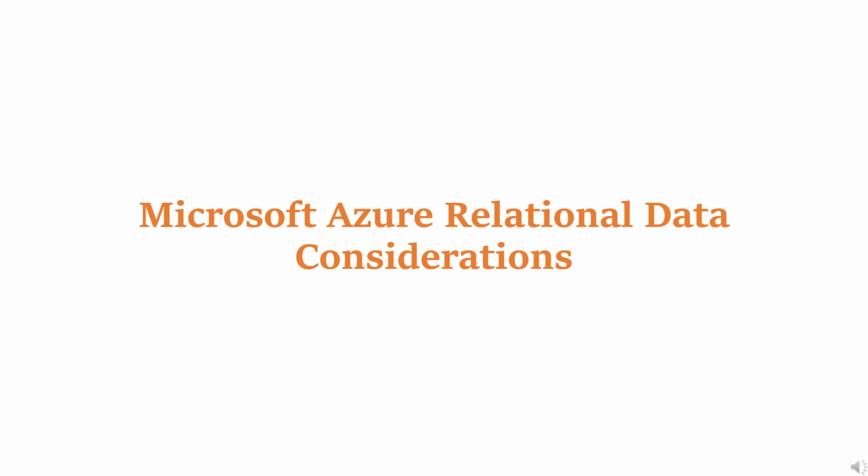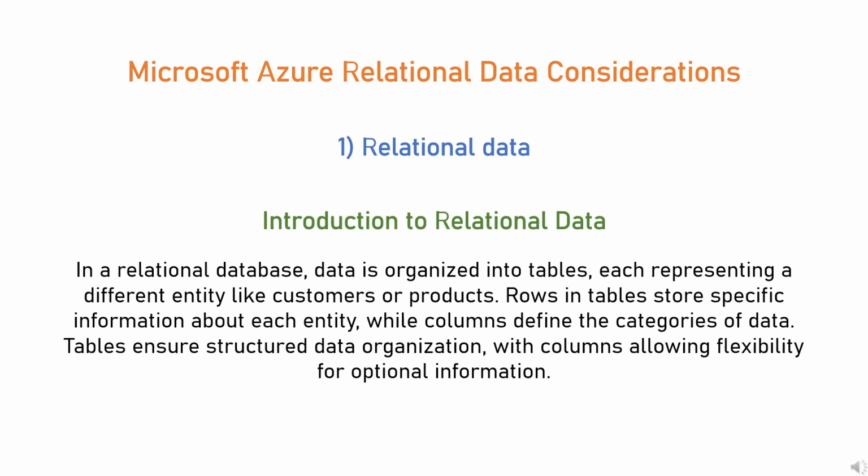Microsoft Azure Relational Data Considerations. Relational data. Introduction to relational data. In a relational database, data is organized into tables, each representing a different entity like customers or products. Rows in tables store specific information about each entity, while columns define the categories of data. Tables ensure structured data organization, with columns allowing flexibility for optimal information.